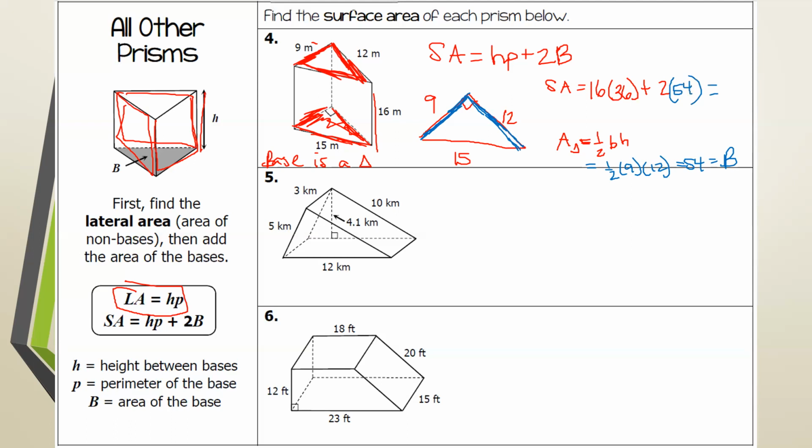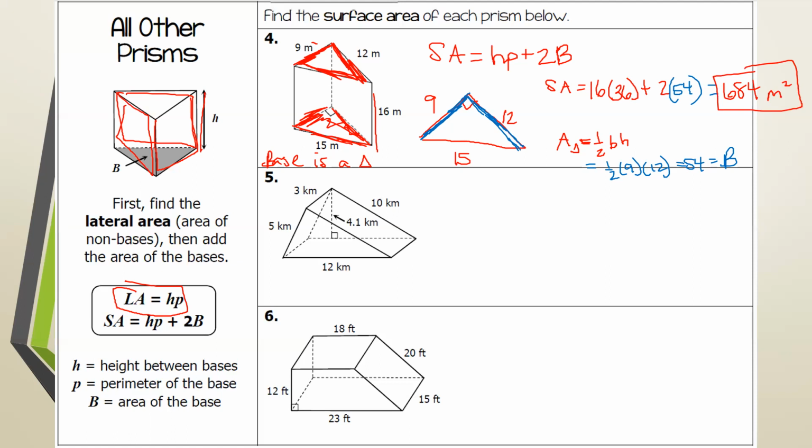So now you could just calculate this. 16 times 36 plus 2 times 54. You should get 684. This was a surface area. That means our units are squared because it's an area. Okay.